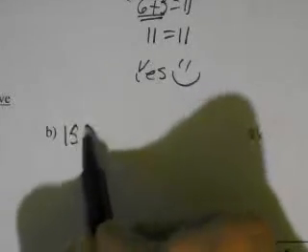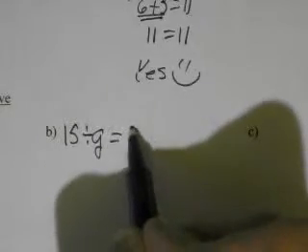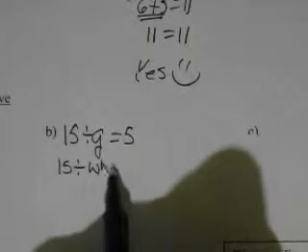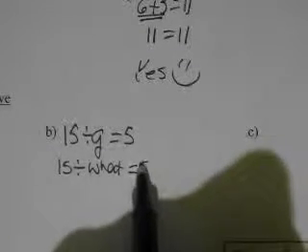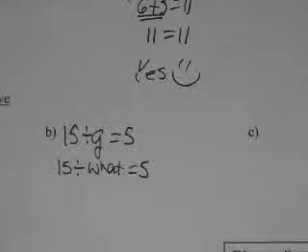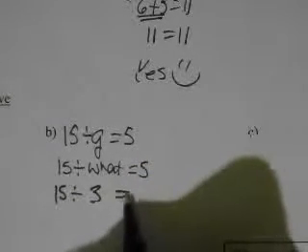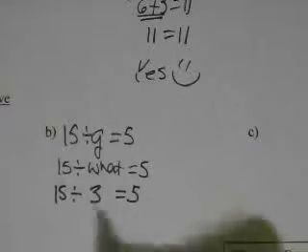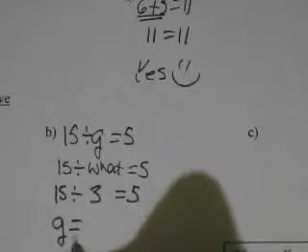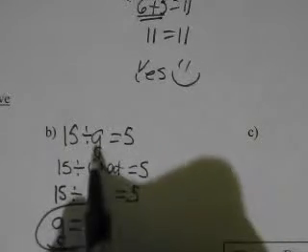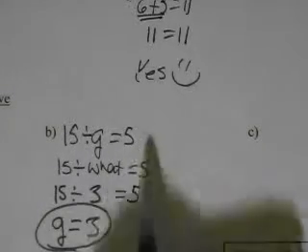Okay. Let's look at a second example before I give you one to try on your own. 15 divided by g equals 5. So you're going to ask yourself, 15 divided by what equals 5? So think of your times tables. 15 divided by what is 5? Hopefully you're thinking 15 divided by 3 equals 5. So our solution here, g equals 3. That is our answer. That's the number we can plug in for the variable to make this side equal that side.